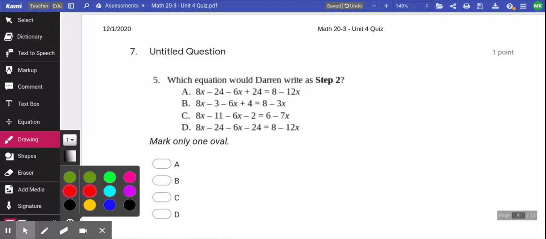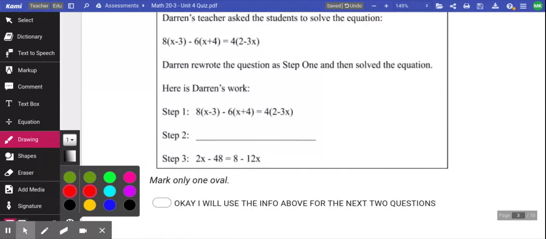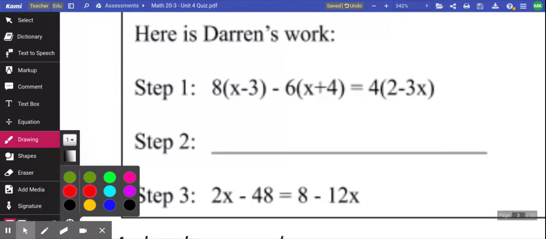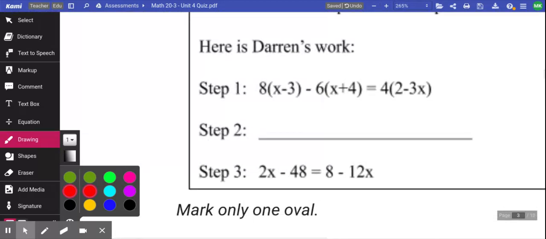Number 5 says, which equation would be Darian right in step 2? So if we're looking here, Darian's got his work shown. Pretend you're Darian doing his work. The next thing he'd have to do after step 1 is multiply this 8 into the brackets to become 8x minus 24.